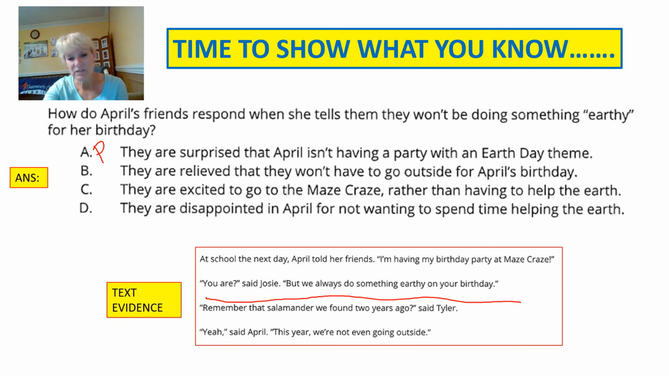They are relieved that they won't have to go outside for April's birthday. They are excited to go to Maze Craze rather than having to help the earth. They are disappointed in April. There was nothing that showed they were disappointed in April. So at this point, I feel like A is really going to be my best choice for this one.